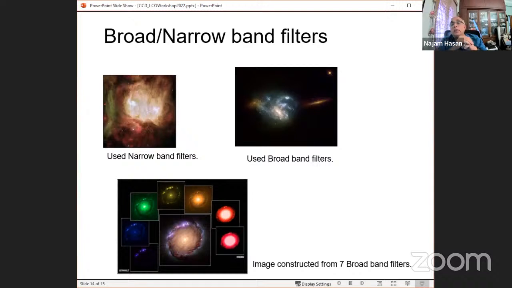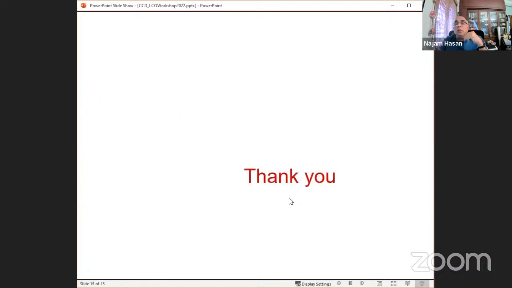Very often galaxies are observed in these broadband filters. And what we see here is an image constructed from 7 broadband filters. Yeah, the same object, this galaxy, which we are seeing in various filters. There's 1, 2, 3, 4, 5, 6, 7 filters. And each filter gives you a certain feature, a certain astrophysical phenomenon which is going on in that, right? And when you add them up, you get the composite image, which gives you the complete picture.